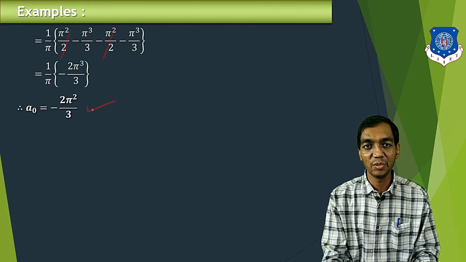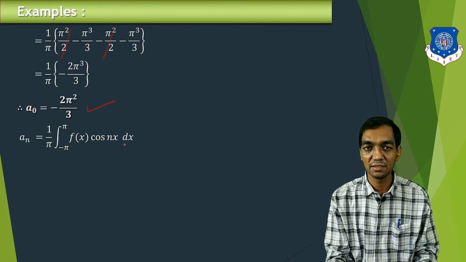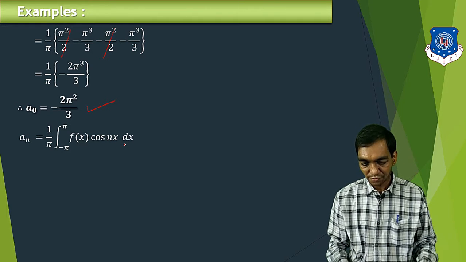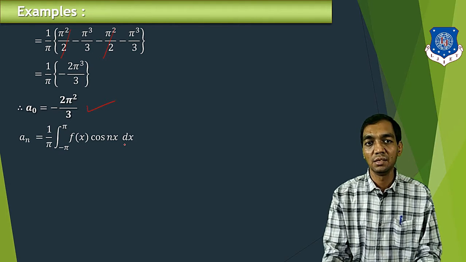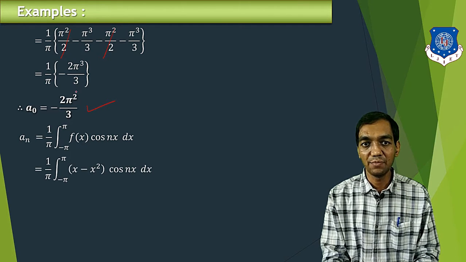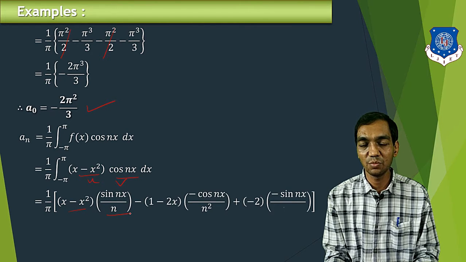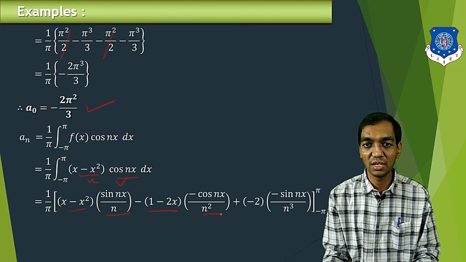In the same manner in a_n, we have 1 upon pi integration from minus pi to plus pi f(x) into cos nx dx. So 1 upon pi, f(x) is nothing but x minus x square into cos nx dx. Applying u into v, x minus x square as it is. Integration of cos is sin nx upon n. Then the derivative of x minus x square is 1 minus 2x. Again, integration of sin is minus cos nx upon n square.